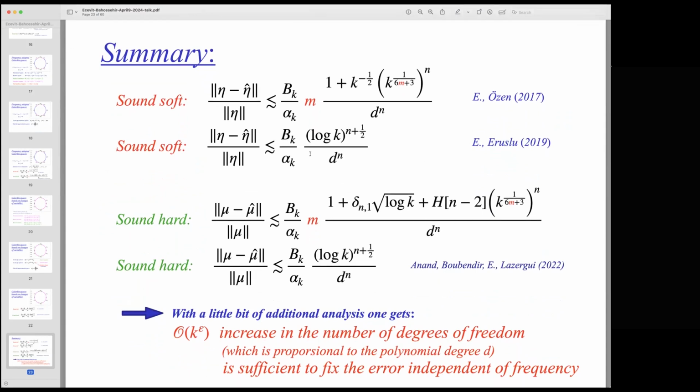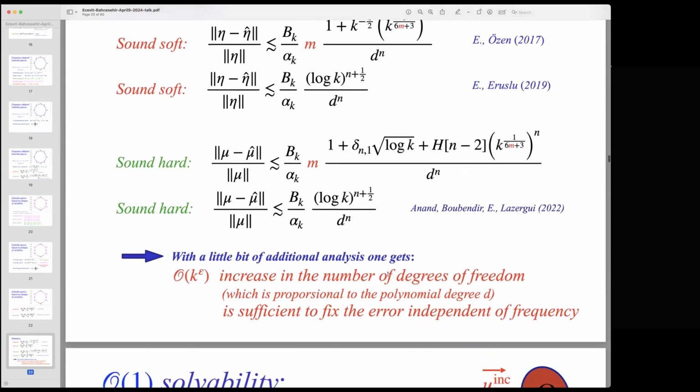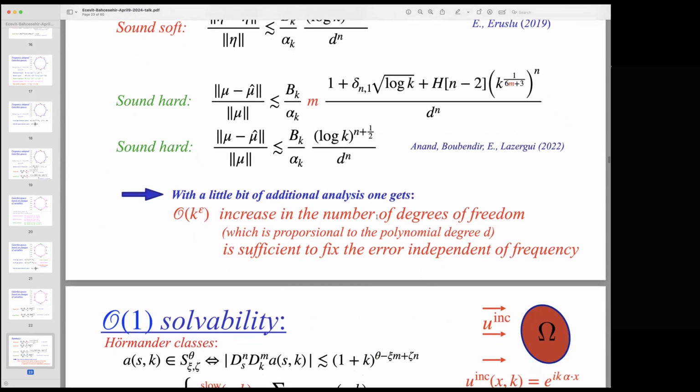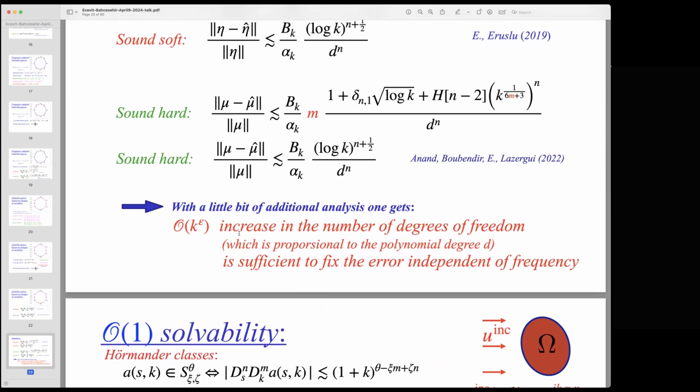Then you work out these estimates. There are basically 2 or 3 types of estimates, if you want. You work these out, and then you ask the following question: can I choose d and n in such a way that these error bounds are as small as possible, or they grow as slowly as possible? That is doable. And this gives you that increasing the number of degrees of freedom proportional to k to the power epsilon is sufficient to fix the error independently of the frequency. So we are almost at order 1, but not yet.